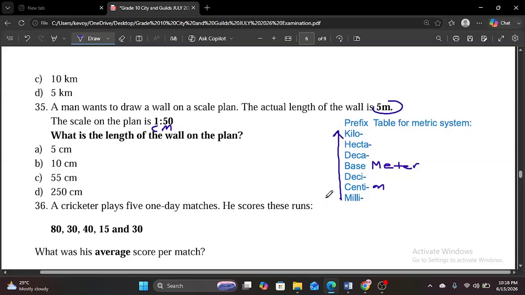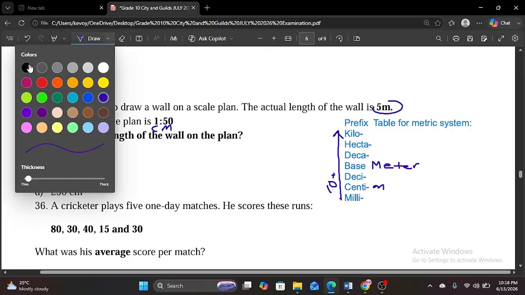Smallest is kilo, and we increase in multiples of 10. So every time we increase from one unit to the next, we increase in multiples of 10, right? That means we're multiplying by 10 every time we increase from one unit to the next. So what does that look like?